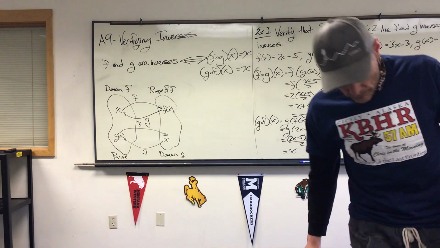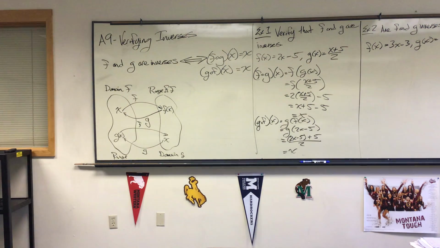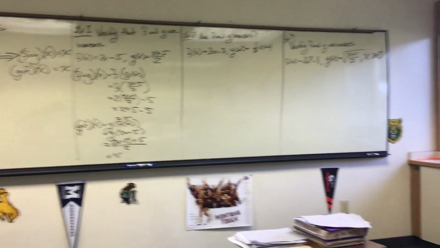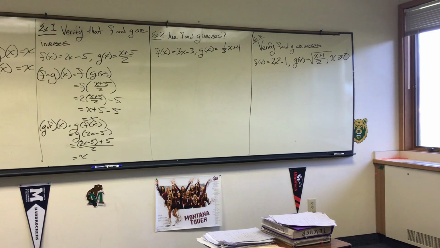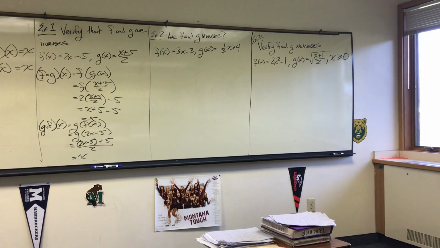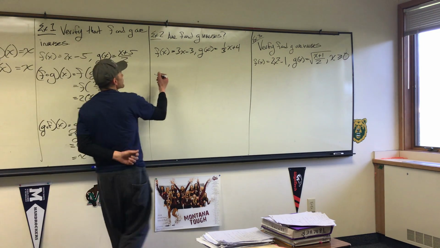Next one is a little different. It asks, are f and g inverses? Example 2. We have 3x minus 3 and 1/3 x plus 4. Well, let's just do f composed with g and see what happens.